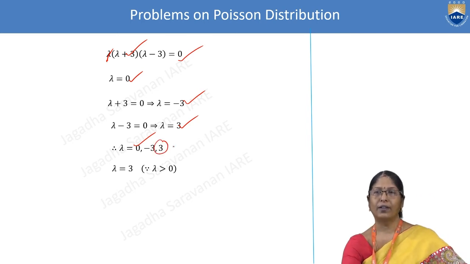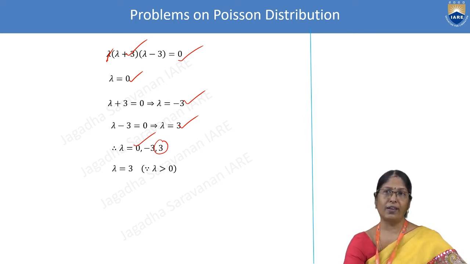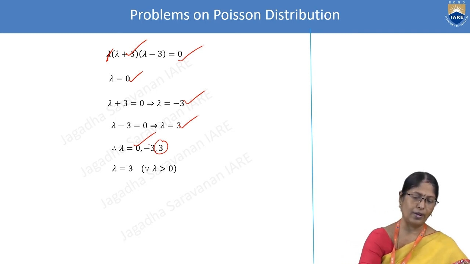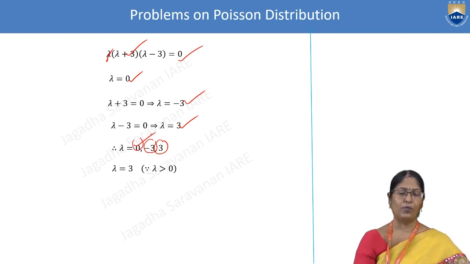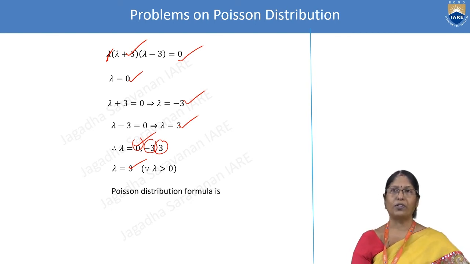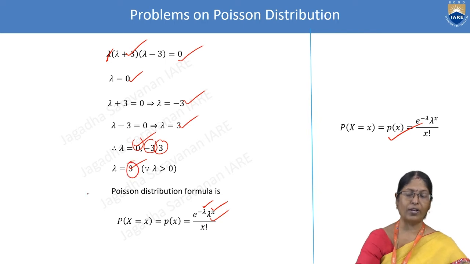The reason is the definition of Poisson, which is given very clearly: e power minus lambda into lambda power x by x factorial, where lambda is the parameter which is greater than 0. According to that condition, 0 and minus 3 are neglected. We are taking into consideration only plus 3. So the Poisson distribution formula is e power minus lambda into lambda power x by x factorial. Our lambda value, just now we got it, is 3.